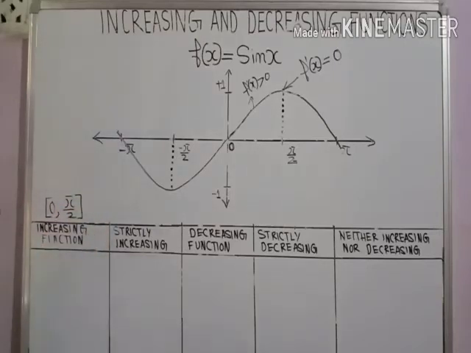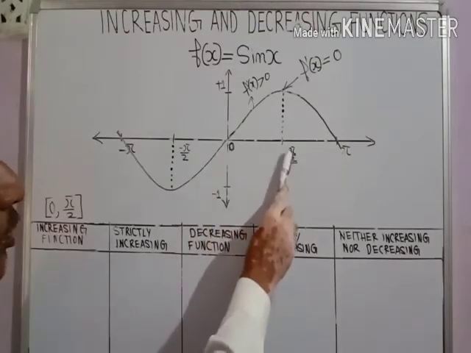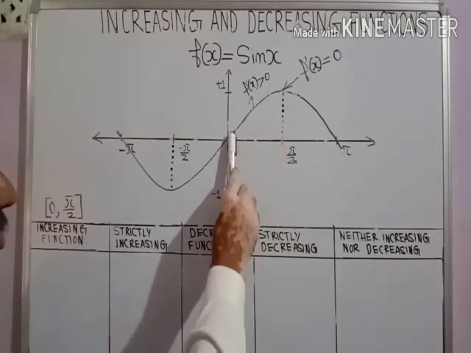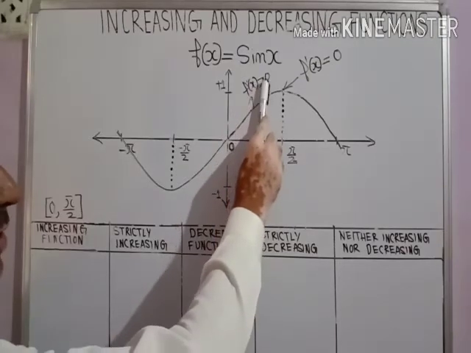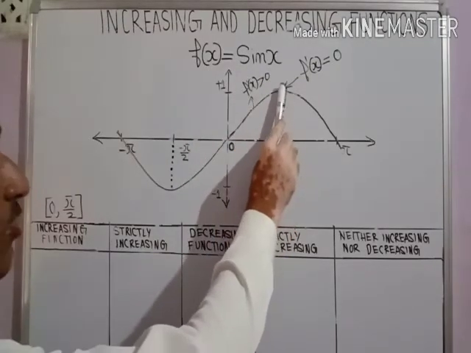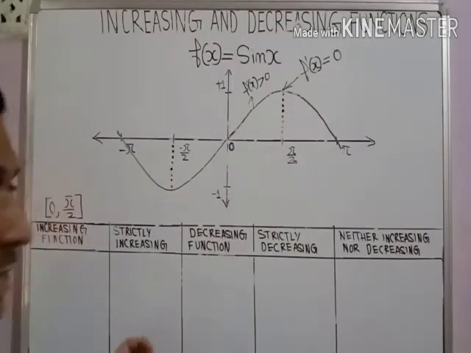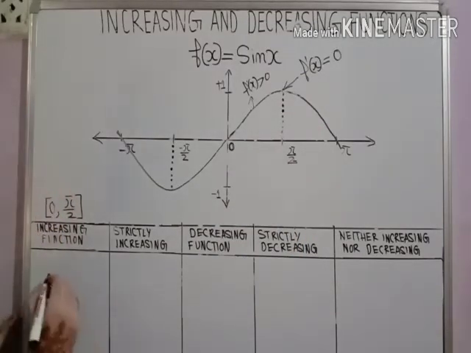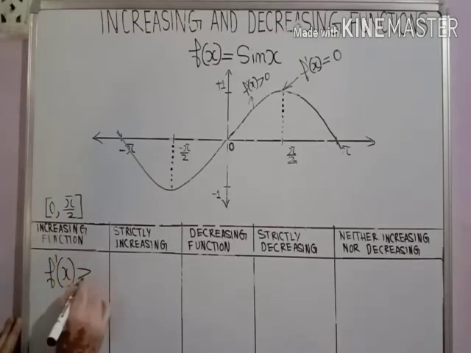In this interval, 0 to pi by 2, this function is increasing. When the function is increasing from 0 to pi by 2, the slope of the tangent at any point is positive, greater than 0, or at one point it can be equal to 0. So what is the condition for an increasing function? It is f'(x) greater than or equal to 0. For any function in the given interval, if its f'(x) is greater than or equal to 0, it means in that interval the function is increasing.